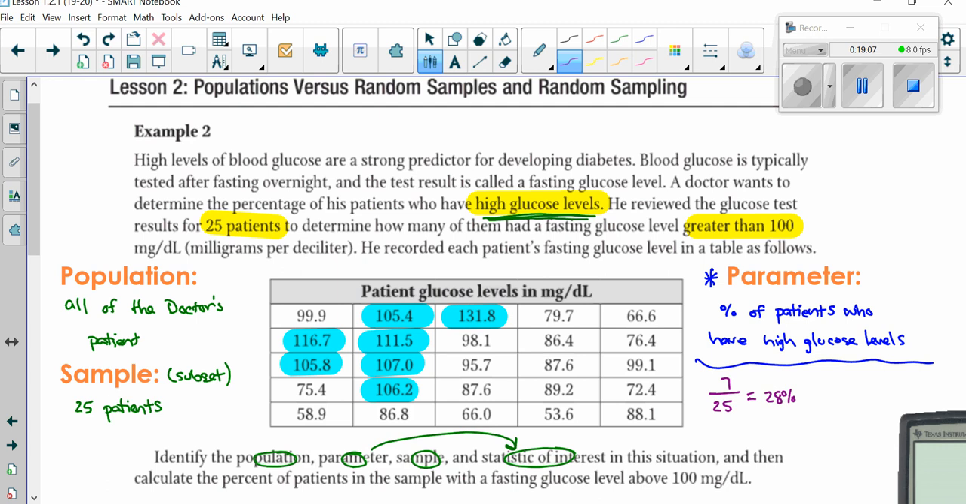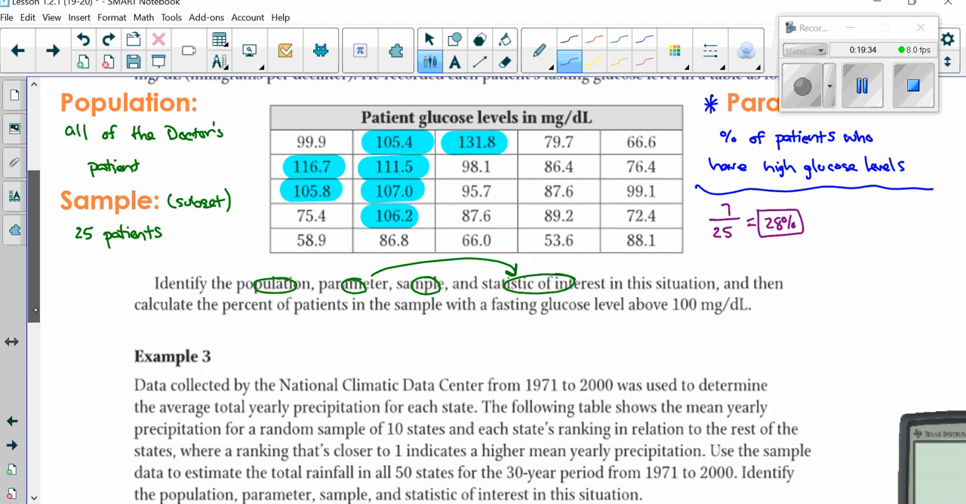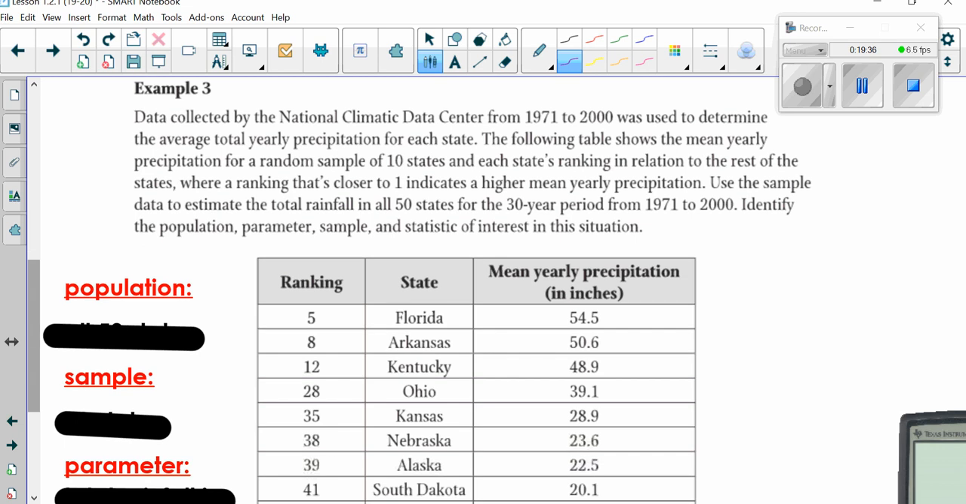It didn't really say how he picked these 25 people. So this would be a good estimate if he randomly picked 25 people. A bad estimate if he just said, I'm going to pick all the people who showed up on a Monday, right? Because then you're picking how many people showed up on a Monday. So how accurate this is, we don't know because it doesn't describe how he picked them, but to answer his question, 28%. All right, so we'll try another one.